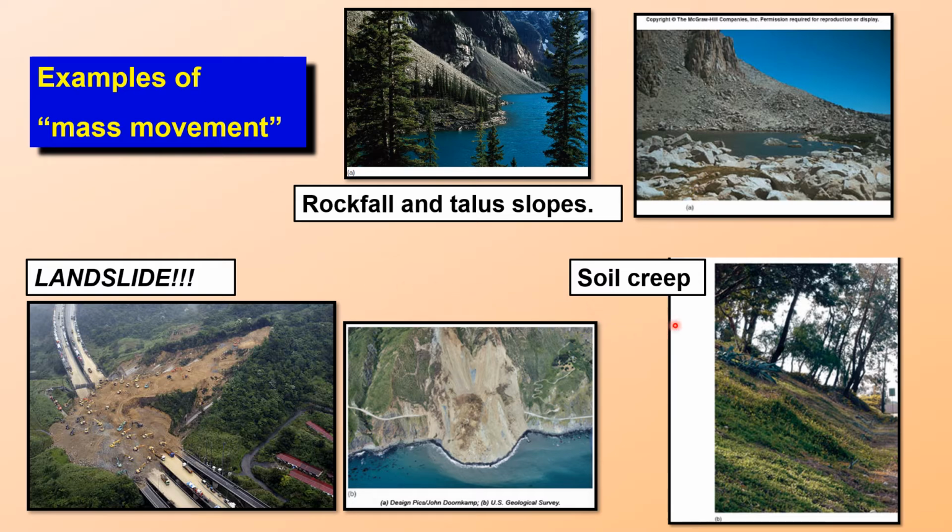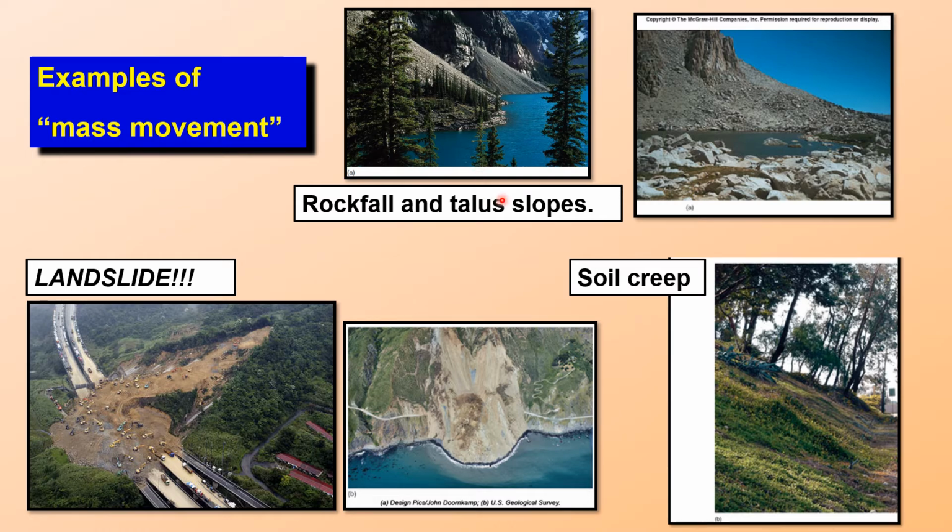Even soil on hill slopes, if they're especially moist, will also fall downhill, although very, very slowly. That's the reason why it's called soil creep. Over time, as you can see here, these trees are creeping downhill, although very, very slowly. That's not as fast as a landslide, but it's still an example of mass movement.